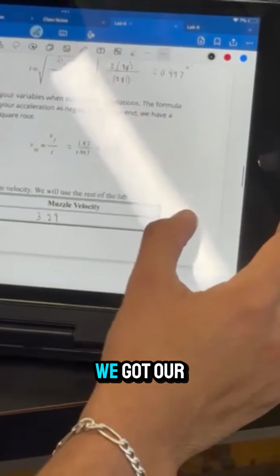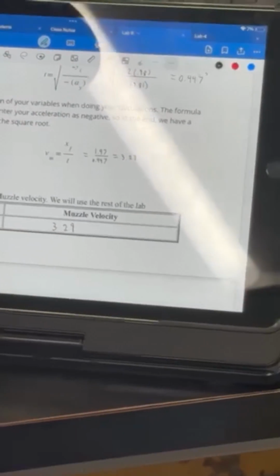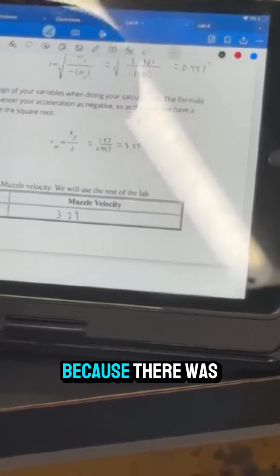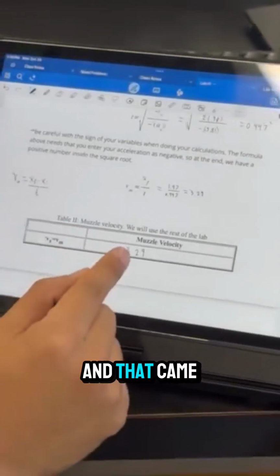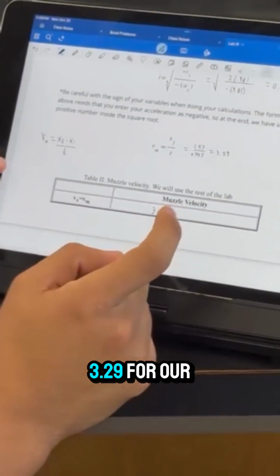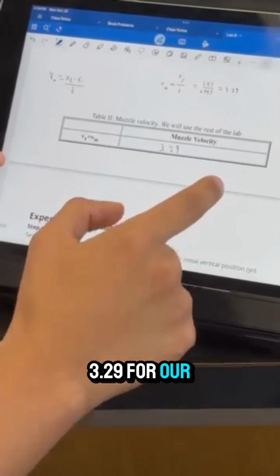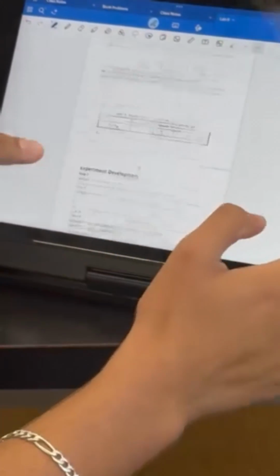And from that we got our X velocity, because there was only one plane when we were shooting straight on the 0 degree axis. And that came out to be 3.29 for our muzzle velocity.